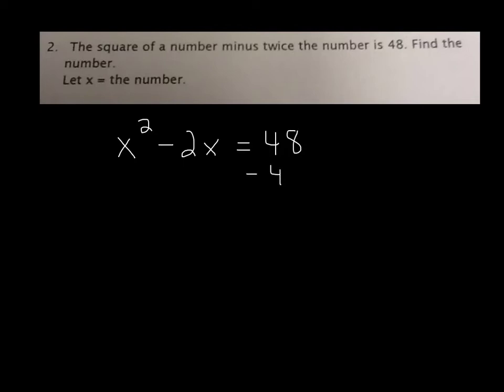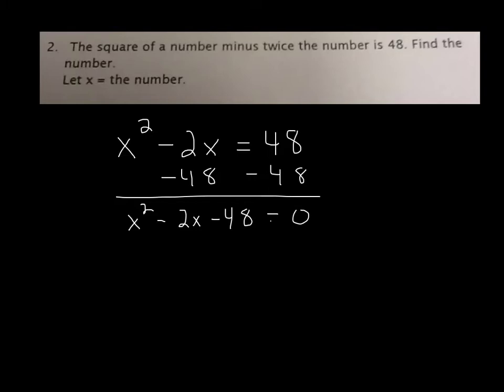So let's bring over this 48 and set it equal to 0. So you get x squared minus 2x minus 48 is equal to 0. Okay, and now we can factor this, right? So we're going to have two parentheses. It's a regular binomial to factor. There's no special deal about it.